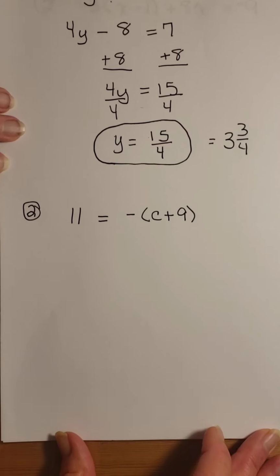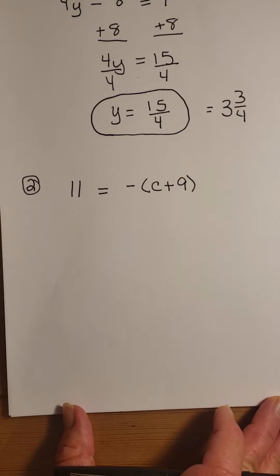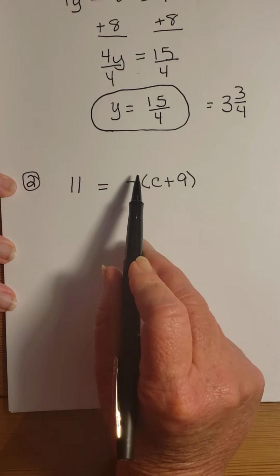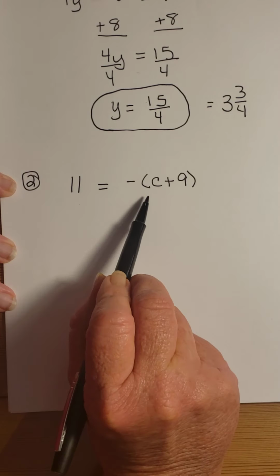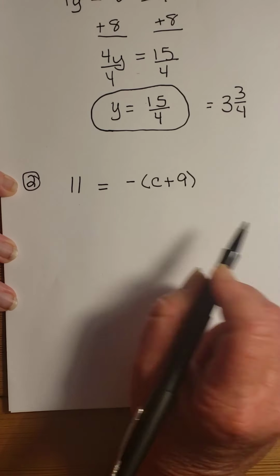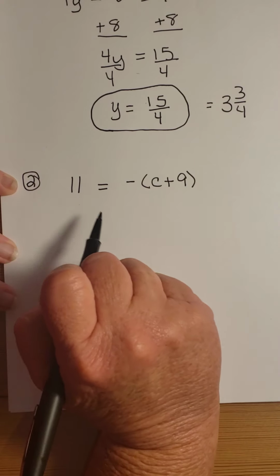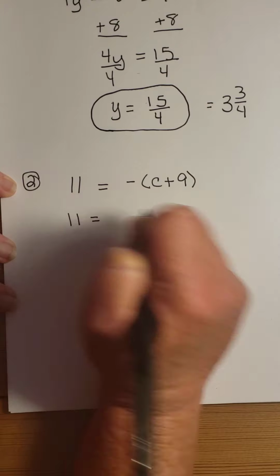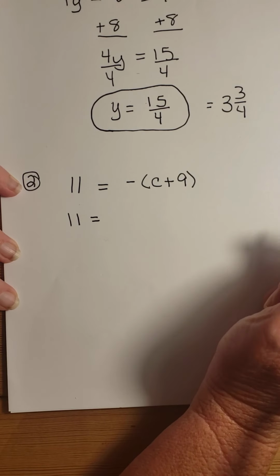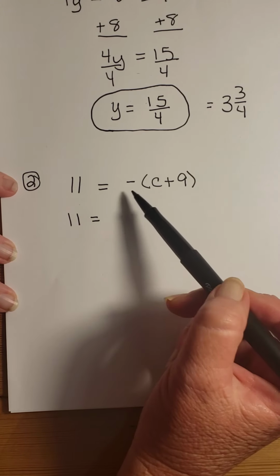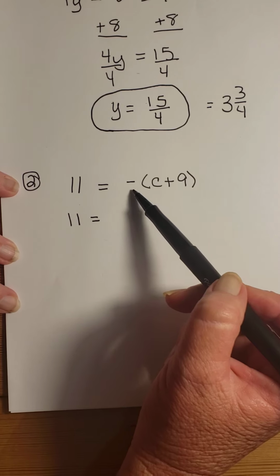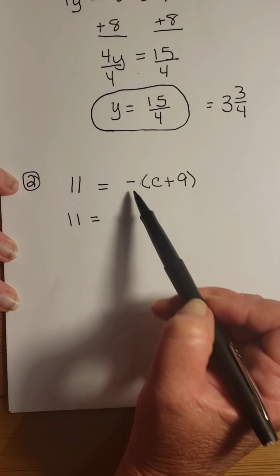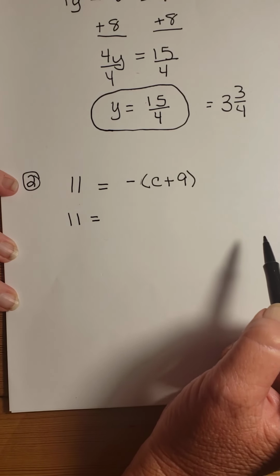So in our next example, number 2, we have 11 equals negative invisible 1 times the quantity c minus 9, or c plus 9, I apologize. So in this problem, the 11 doesn't have anything to do at this time, but we do have to distribute the negative to the c plus 9. Remember, this is a negative 1. There's an invisible 1 with that negative.